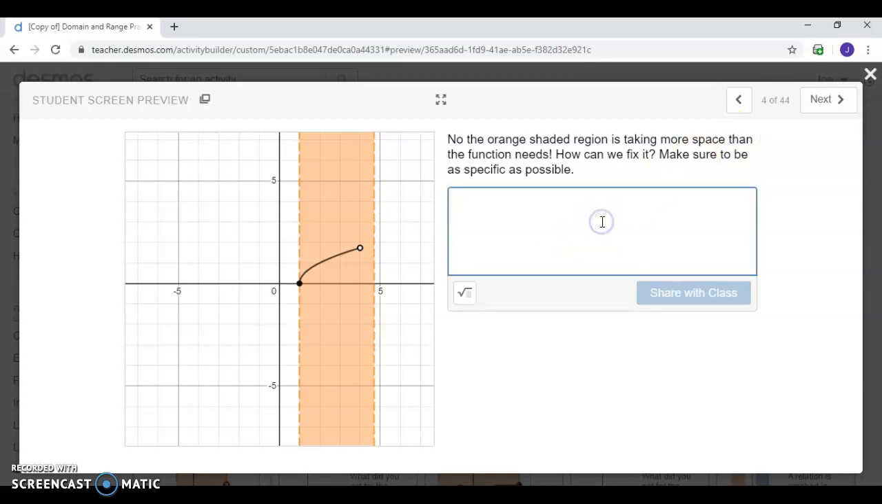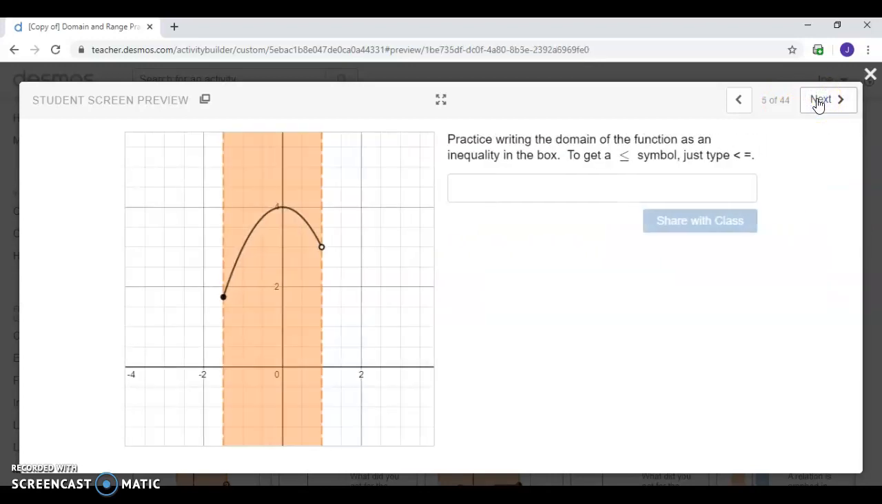And with each one of these, when they share it with the class, not only are they sharing their answers, but they're going to get to see what other people are answering as well. And so I have each one of these input questions set up to be that way. And I just have several more problems that are going to teach them how to type in an inequality to show them how to set it up.